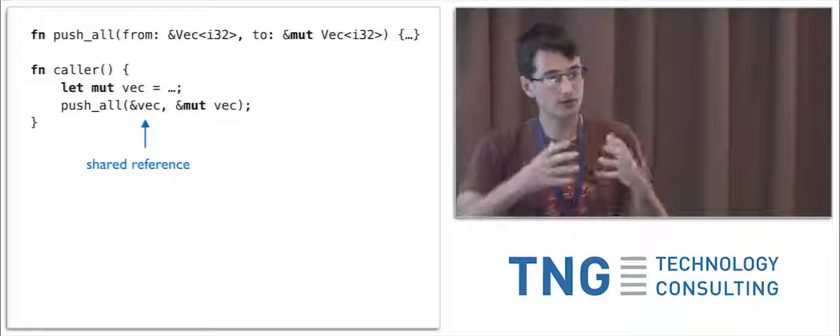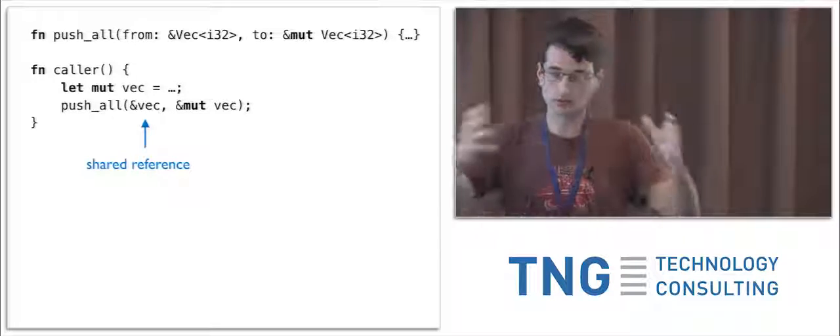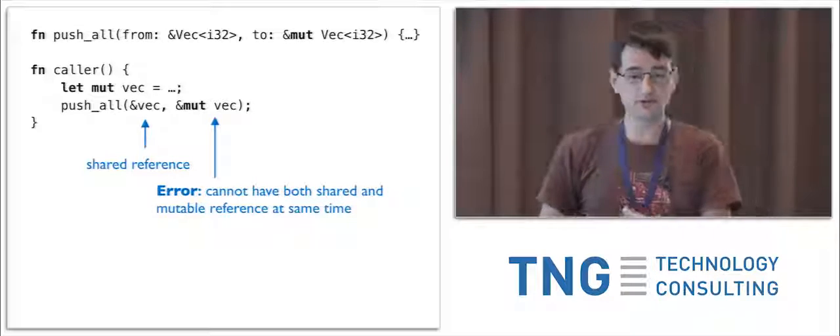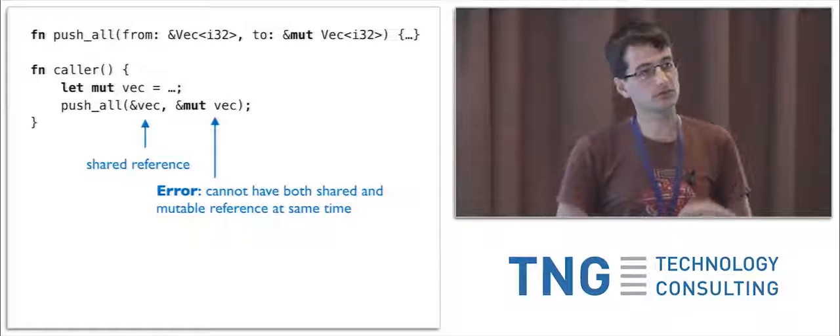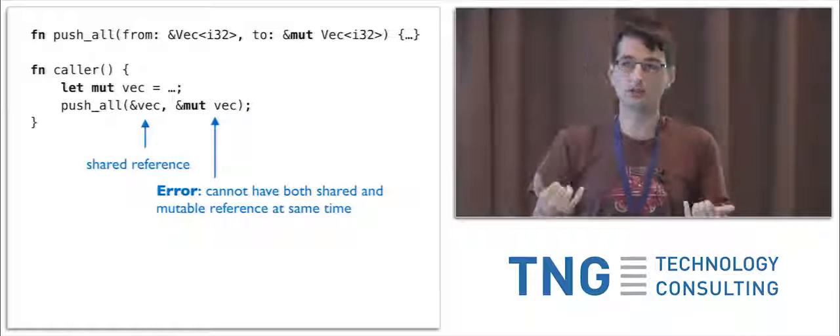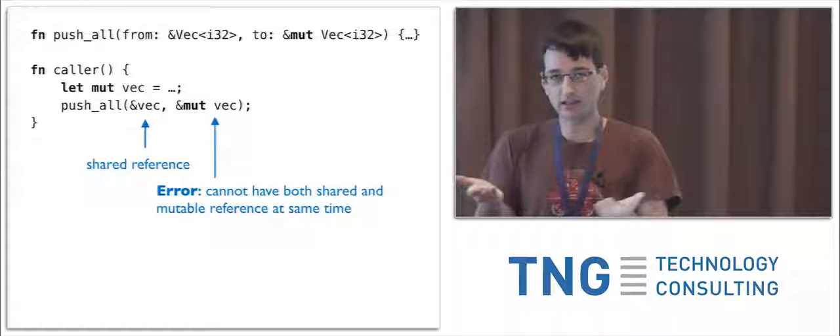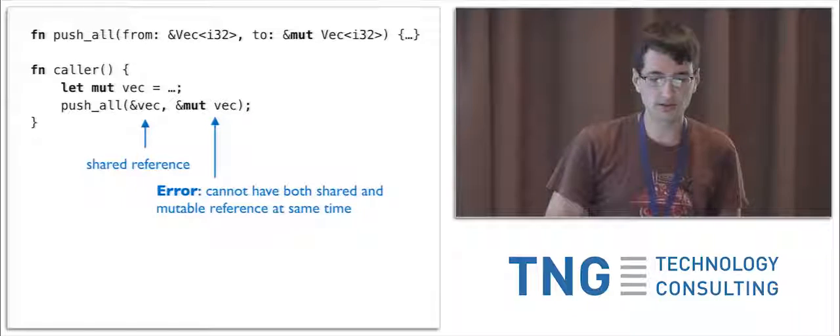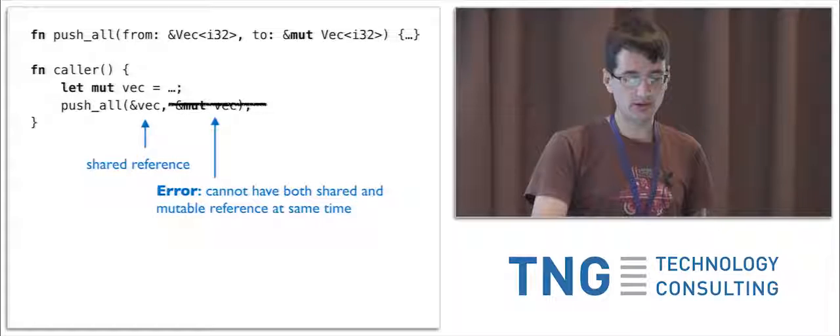And I, as the compiler, know that this shared reference has to last for the duration of the push all function. So I have to keep it alive for this entire time. By the time we come around to this mutable reference, the compiler says, okay, I can't have both a shared and a mutable reference at the same time, so it's going to be disallowed. If you remember, a shared reference allows aliasing but disallows mutation, and a mutable reference allows mutation but disallows aliasing. Exactly what we're trying to prevent is both of those happening at the same time. So we can't allow both references at the same time, and this is going to be rejected by the compiler.